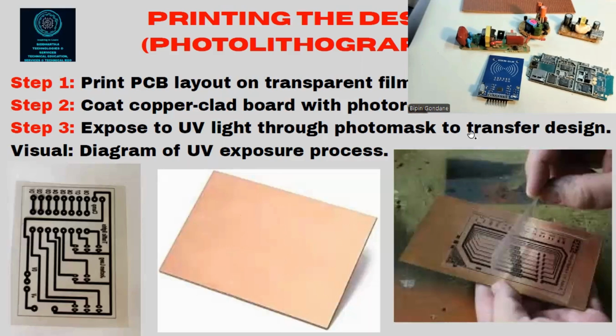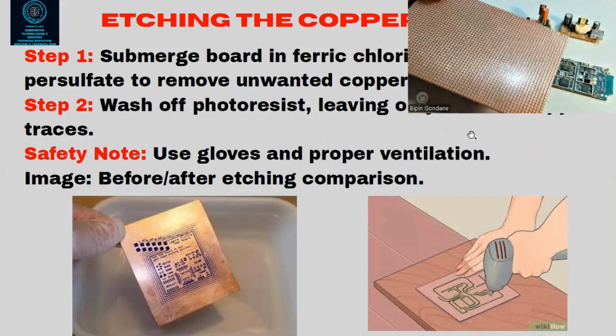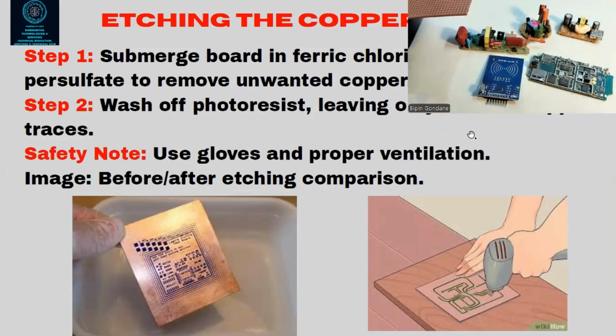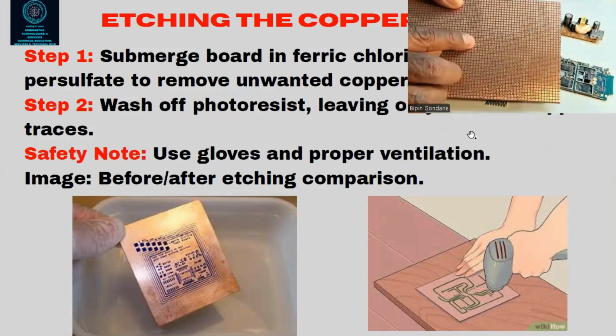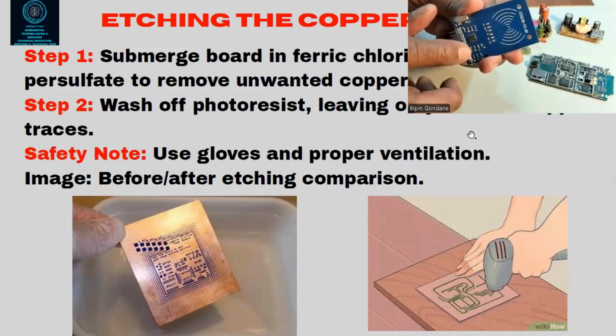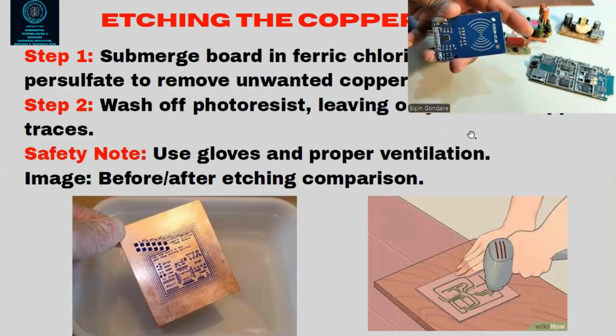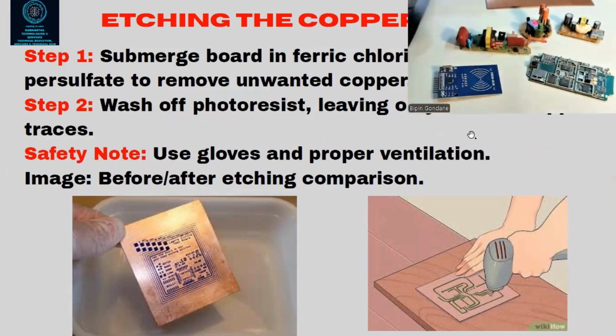So here, etching the copper. When the PCB is ready, we have to do the etching. Etching means submerging the board in ferric chloride or ammonium persulfate to remove unwanted copper. That means I want only these tracks to remain, and the rest of the things I don't want. Removing those is called etching. Then wash off the photoresist, leaving only the desired copper traces. Just now we discussed.